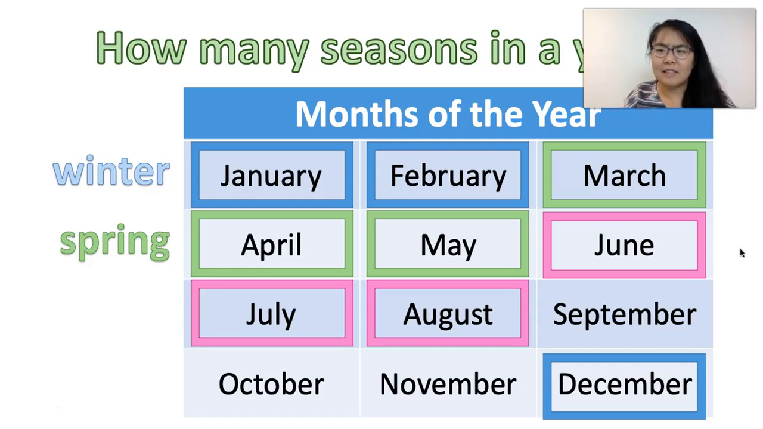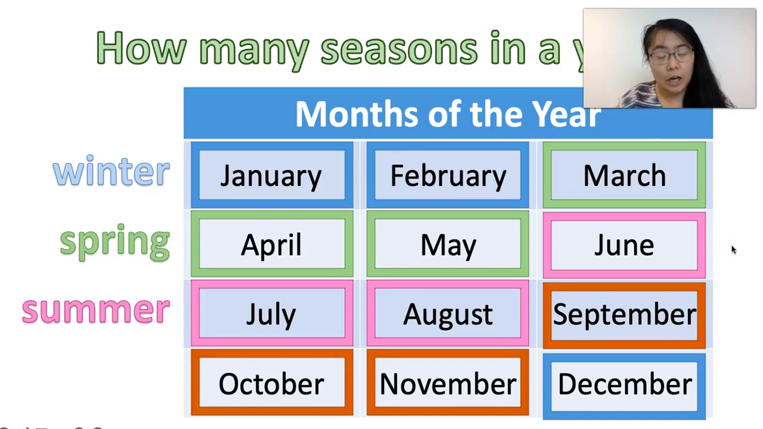And what is the last season? What season comes after summer? Fall. Good. Or autumn. These are the fall months: September, October, and November. September, October, and November are the fall months. Fall. How many seasons in a year?